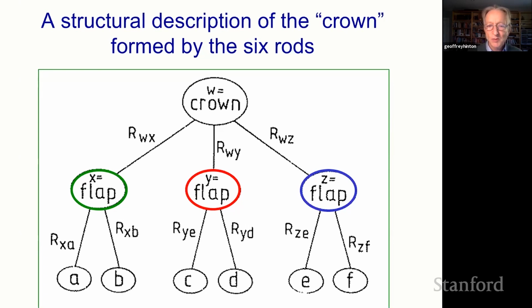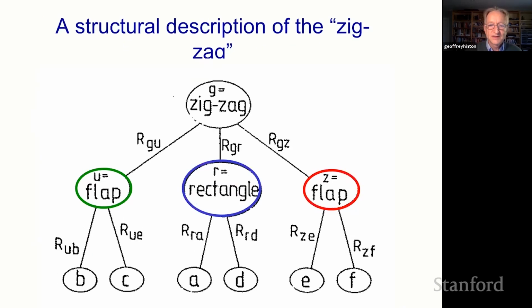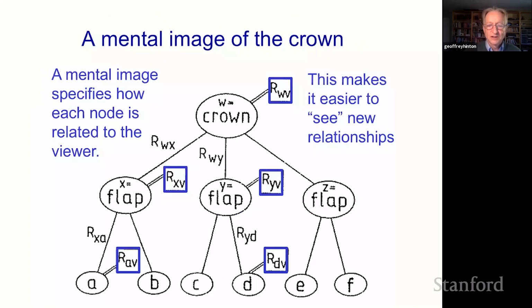So that kind of relationship would be a good thing to put in the weights of a neural network, because you'd like a neural network to be able to recognize shapes independently of viewpoint. And that RWX is knowledge about this shape that's independent of viewpoint. Here's the zigzag interpretation. And here's something else where I've added the things in the heavy blue boxes. They're the relationship between a node and the viewer. That is, to be more explicit, the coordinate transformation between the intrinsic frame of reference of the crown and the intrinsic frame of reference of the viewer, your eyeball, is that RWV.